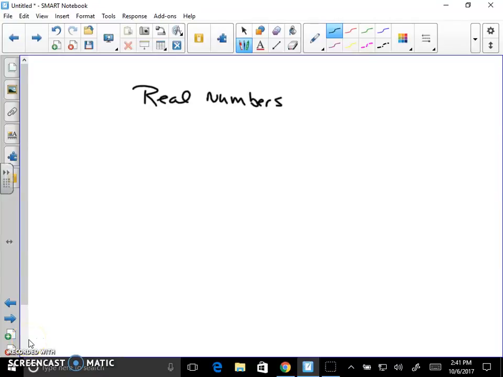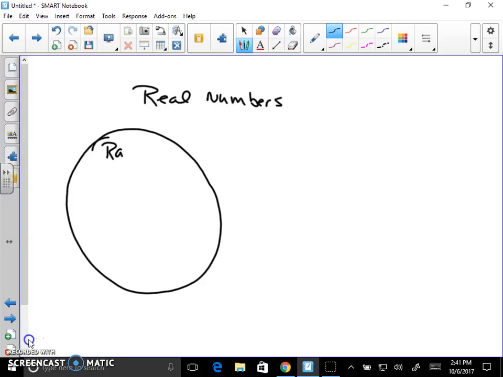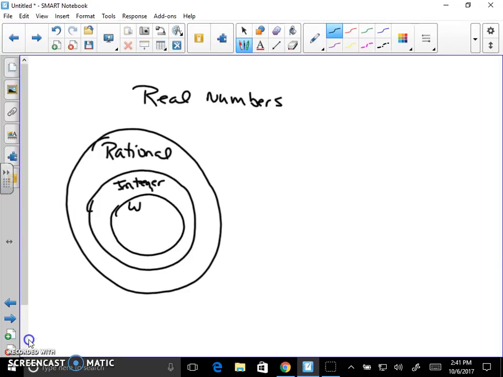Okay, we're going to use the real numbers review. And remember, the numbers that we're looking at right now are all real numbers. And your circle, we should have rational, integer, whole, and natural. Okay, and over here is irrational.